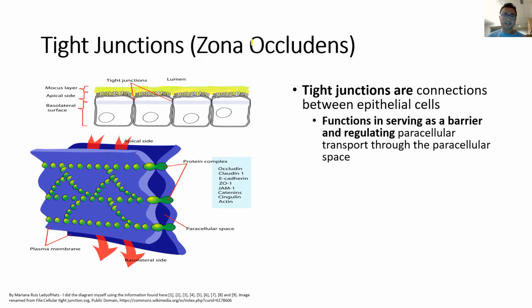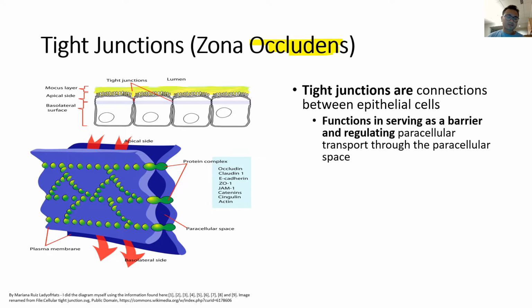So let's pay attention to the name. Zona occludens. These are responsible for occluding or preventing the transport of water and other electrolytes through the junctions. So, for instance, kind of like a Ziploc bag, these protein complexes prevent the diffusion of water between this intercellular space.